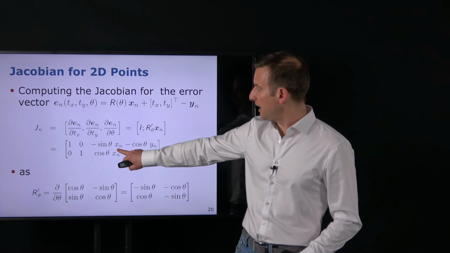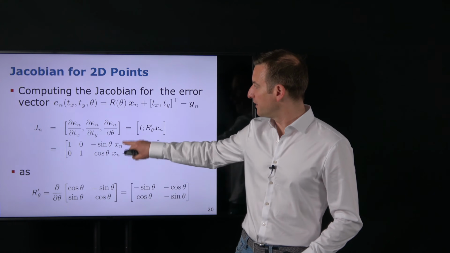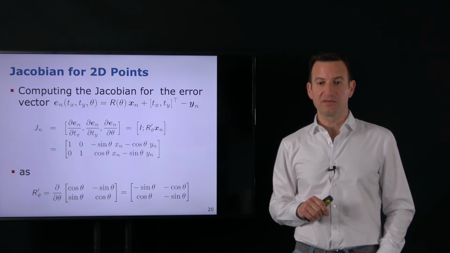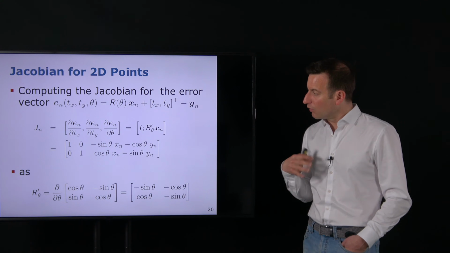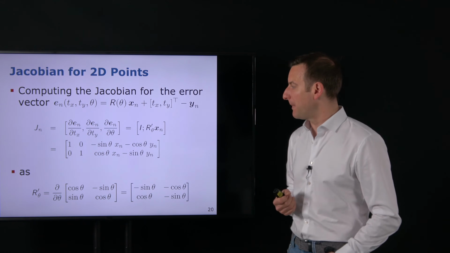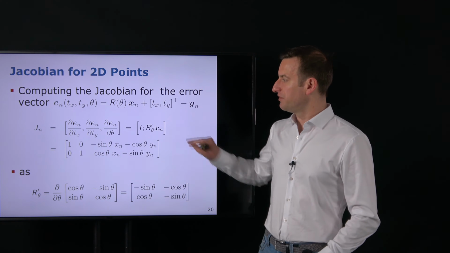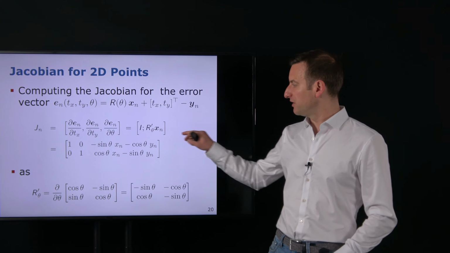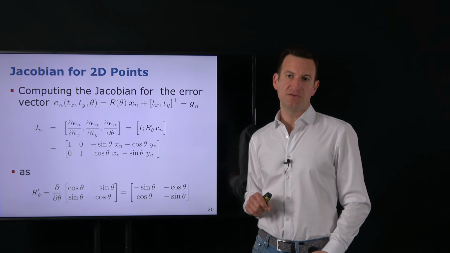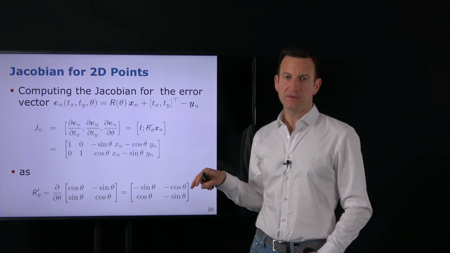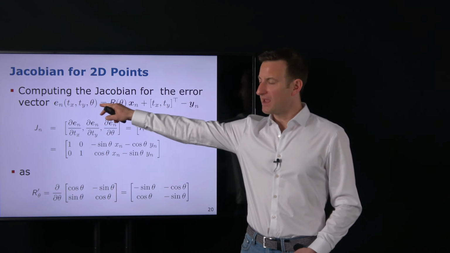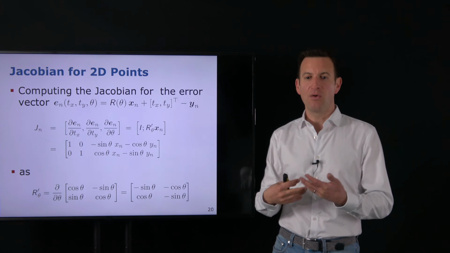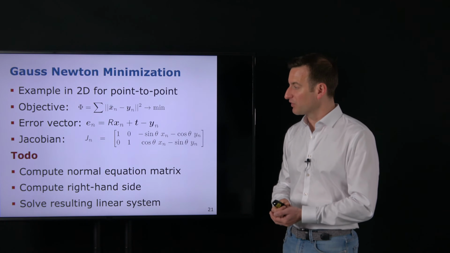So this xn written in this form, xn and yn are the x and y coordinates of this vector xn. So these are the original coordinates of my points. And so this is my Jacobian. This is the element that I need to compute. And with this Jacobian and the individual error vectors over here, I can now formulate my least squares problem.